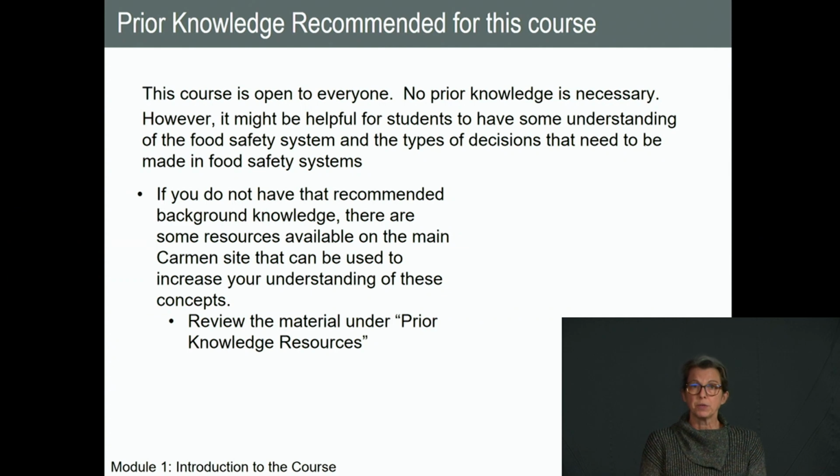In terms of prior knowledge for this course, it's really meant for everyone to be able to access this information. It's not a highly technical course and no prior knowledge is necessary. However, it might be helpful because of the examples I'm going to use for the students to have some understanding of the food safety system and the types of decisions that are made in the food safety system. The last module in this course talks explicitly about different types of decisions, so you'll have that content there, but we're assuming that people who are coming into this course have that basic understanding. So there are materials available on the website that could provide you with that background knowledge if you don't have it already.